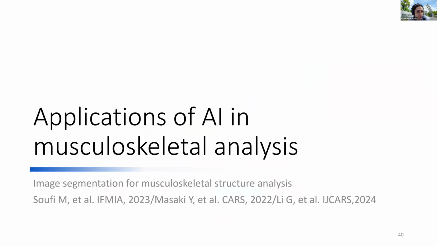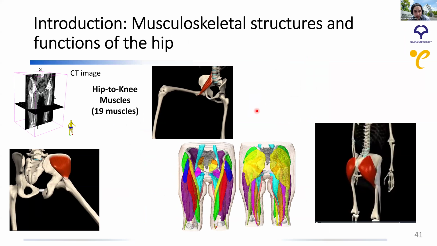And for the application of AI in musculoskeletal analysis, the second topic is the segmentation part. So we are working on muscle segmentation, including 19 muscles from the hip to the thigh to the knee region. And in our daily life, we actually use these muscles, but without looking in detail at which muscle we are now using to stand, to walk, to stop. And looking at the details of these muscles, you will really appreciate how much effort each muscle is making for us to move in a very smooth way.